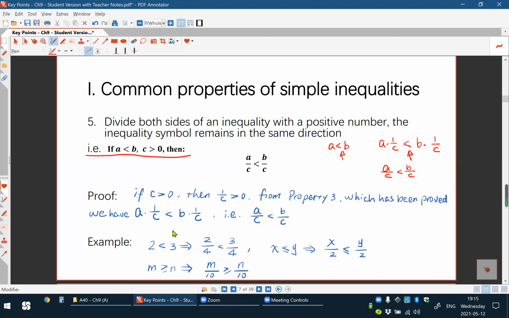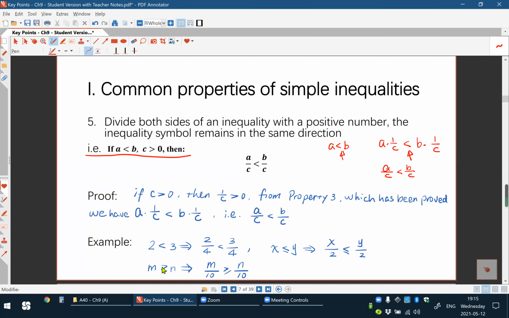Okay, for example, if 2 is smaller than 3, we divide both sides of the inequality by 4, we can get 2 over 4 is smaller than 3 over 4, right? For another example, if x is smaller than or equal to y, we divide both sides of the inequality by 2, then we will get x over 2 is smaller than or equal to y over 2.